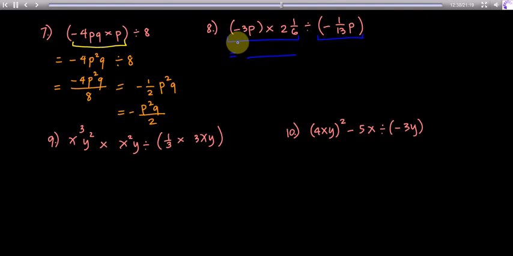So we're having negative 3p times 2 and 1/6. In this expression, we need to make this first into an improper fraction. So how could we do that? Let's erase this first. So negative 3p times, what is the improper fraction of 2 and 1/6? We're having 6 times 2 plus 1 is 13 over 6. And this is divided by negative of 1 over 13p.